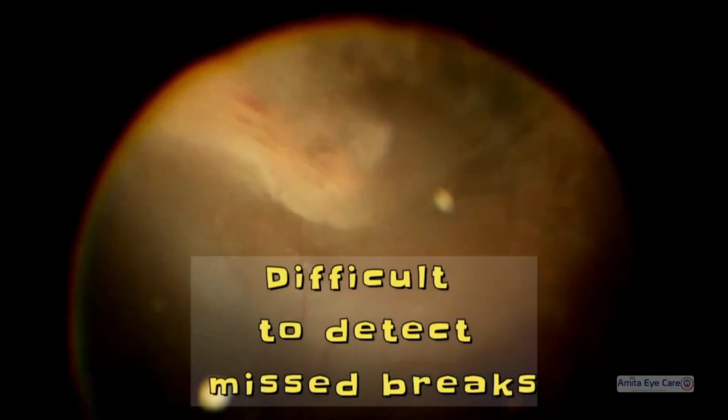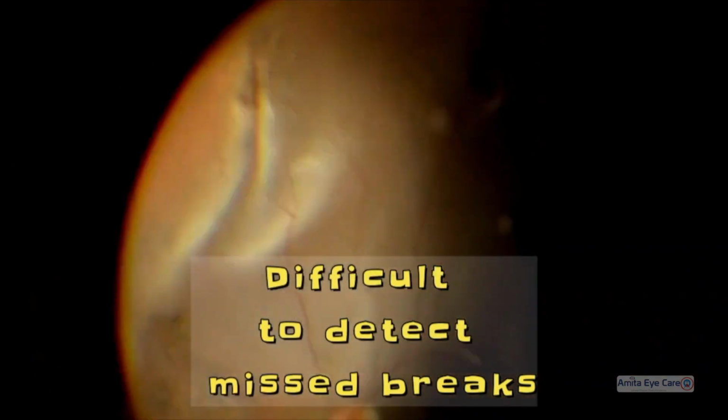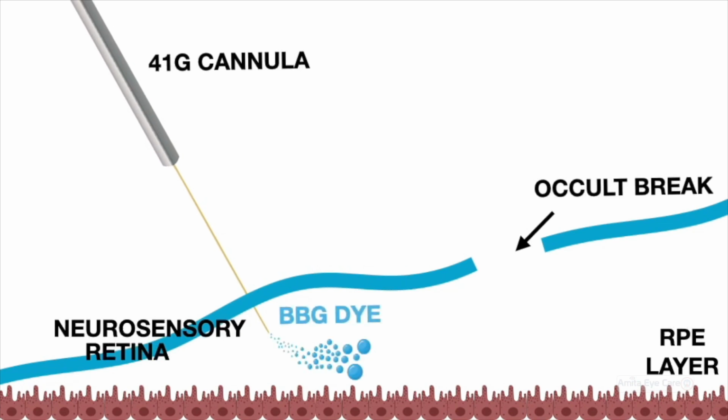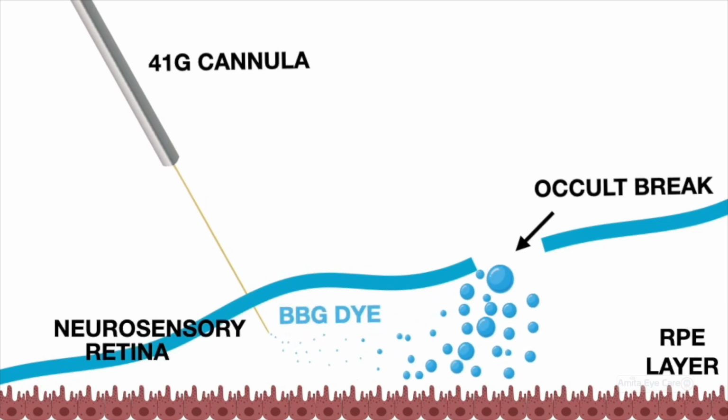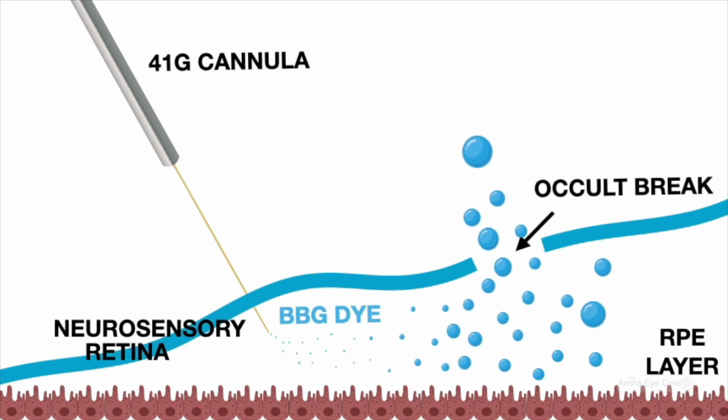Missed breaks in recurrent retinal detachments can be challenging to detect due to prior laser scars, pigmentary changes or lack of contrast from the choroid. We describe a technique of occult retinal break detection, where BBG dye is injected into the subretinal space with a 41-gauge cannula and the plume of the dye emanates from the occult break. We demonstrate the use of this technique in the next few videos.